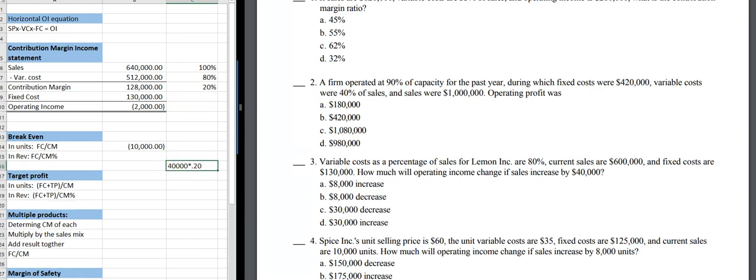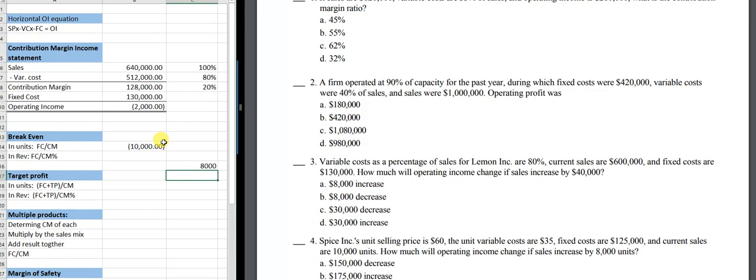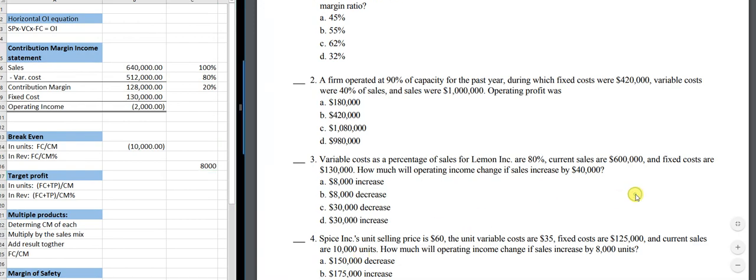So if I take 40,000 times 0.20%, I get the same $8,000. So that's just a shortcut way to do it. Sometimes my mind takes me that way, sometimes my mind takes me this way. Whichever way you do it, either way is fine. Okay, so let's go on to number 4.